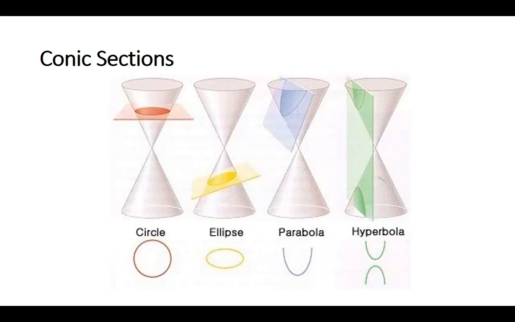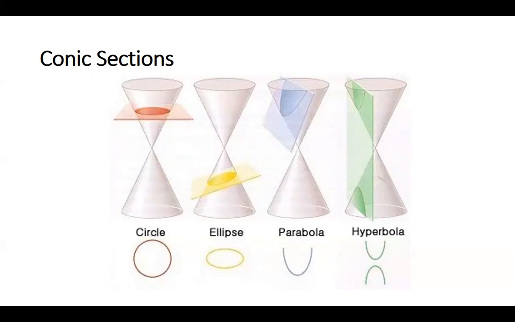An ellipse is very similar to that, but it's slanted. You take a plane and slice it through the cone at an angle that is not perpendicular to the axis of symmetry, but less of an angle than the generator, so that it slices through only one of the cones.